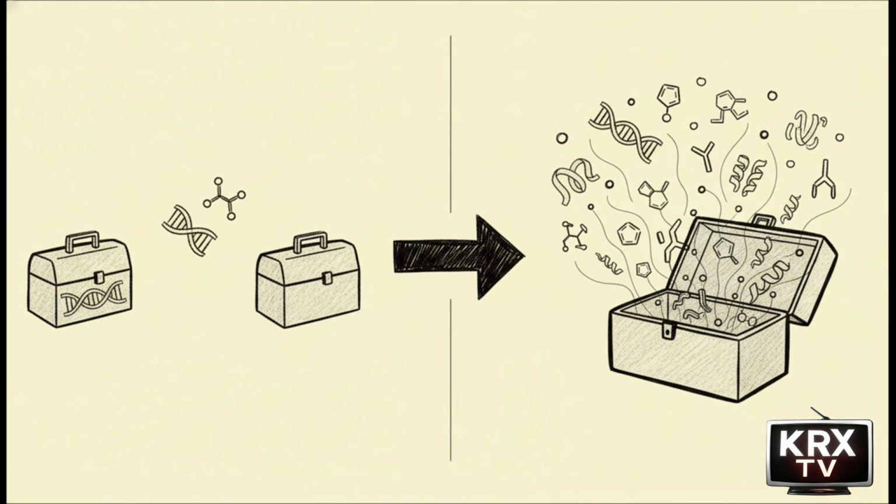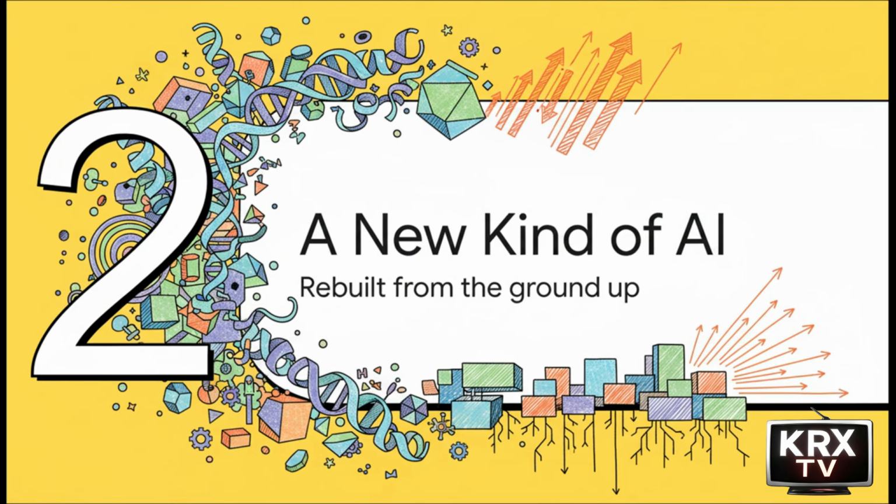The problem was the tools we had were all super specialized. It was like having one toolbox just for proteins and DNA, another one just for proteins and drugs. And they often weren't very accurate anyway. What we really needed was one single tool that could see the entire ensemble all at once. And that's exactly where AlphaFold 3 comes in.